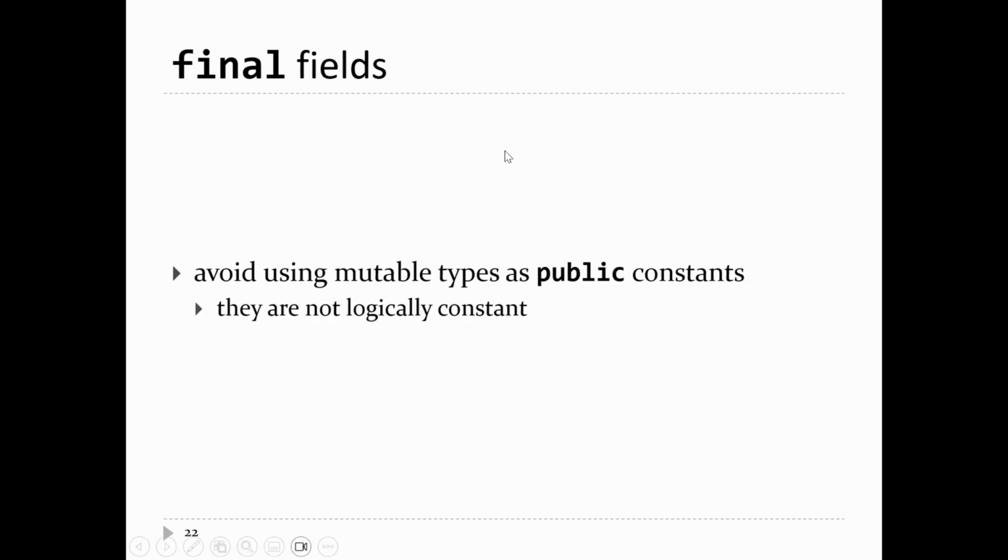So you should probably avoid using mutable types as public constants. They probably don't do what you want them to do, although you might come across a case where you do in fact want a static field that is public and mutable. So there probably are legitimate reasons for doing this, but you probably don't want to do this. Mutable types as public constants are not logically constant. You can change their state, and that is confusing.